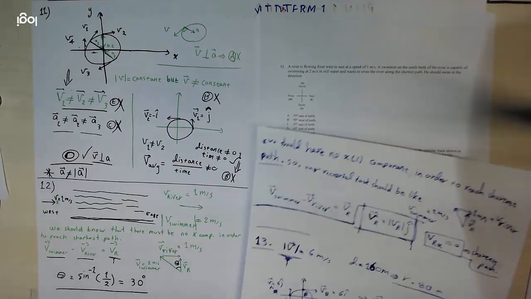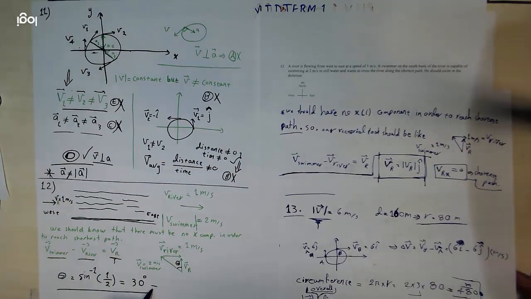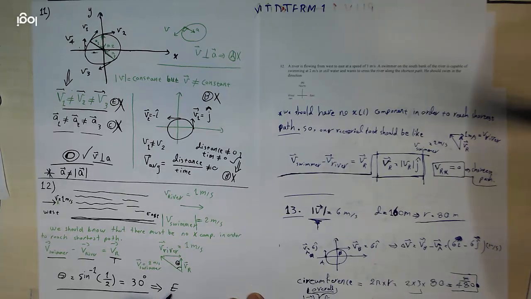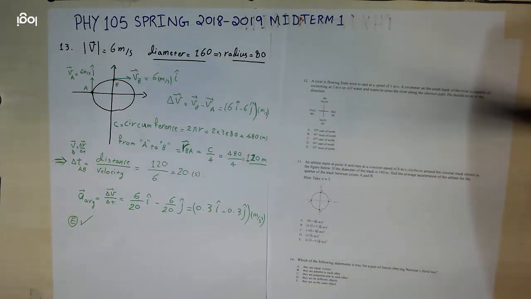Okay, go on. 30 degrees west of north, which is E. So our answer shows E is correct. Okay, let's continue with question 13.